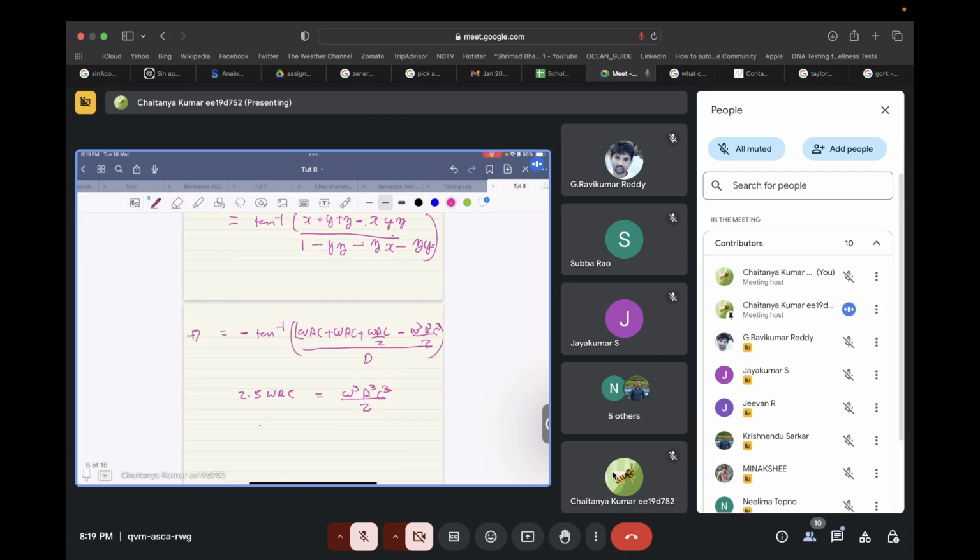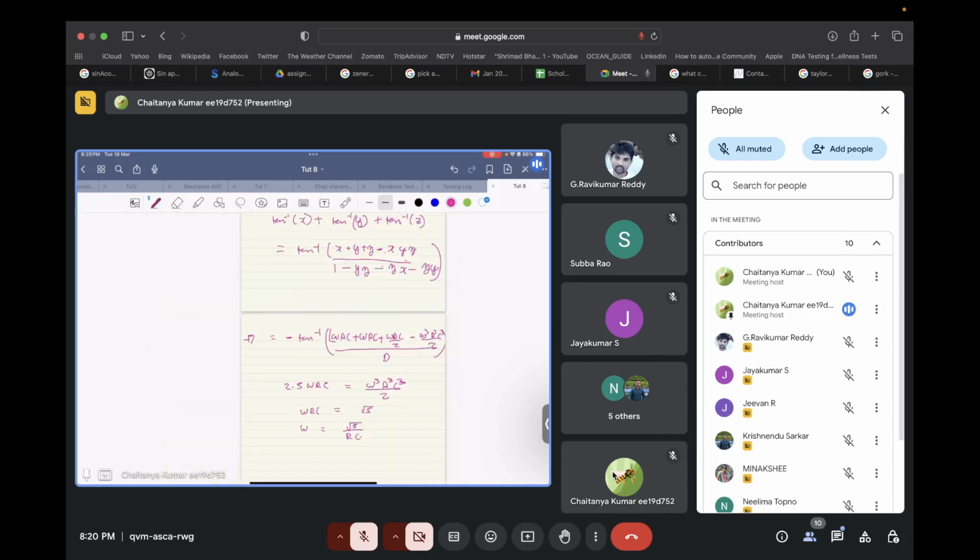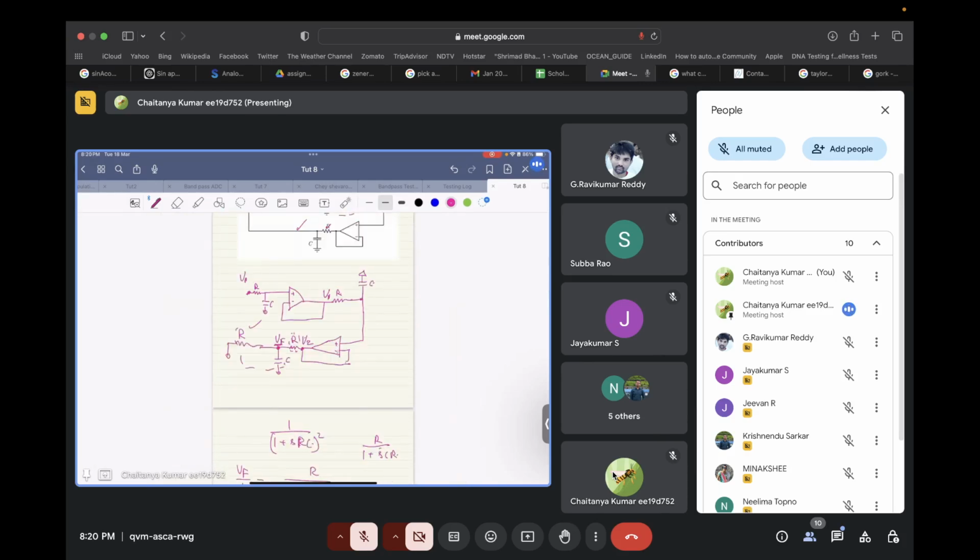Okay. So omega rc is equal to square root 5, right? And if omega rc is equal to square root 5, so omega is equal to square root 5 by rc. Okay. This is clear? So this is the frequency at which the phase response of the complete transfer function from input to VF will become 180 degrees, square root 5 by RC.